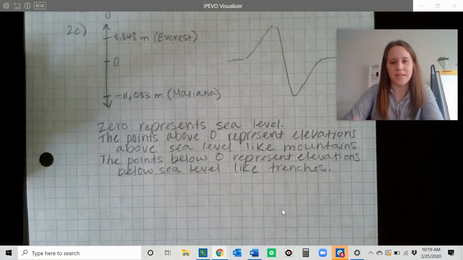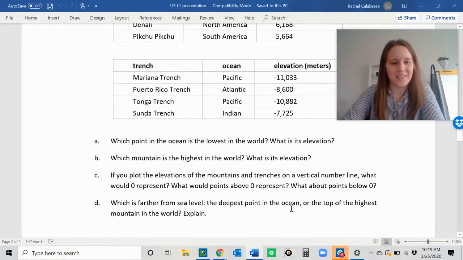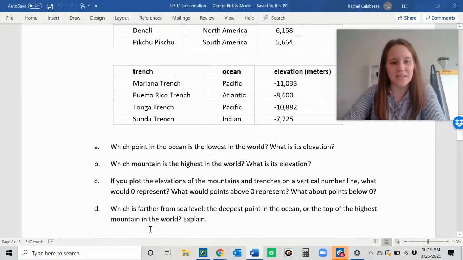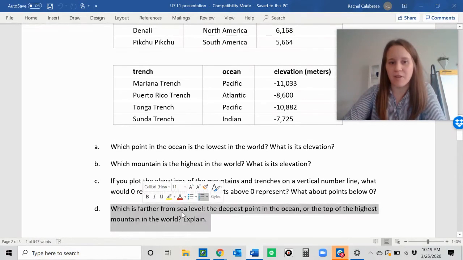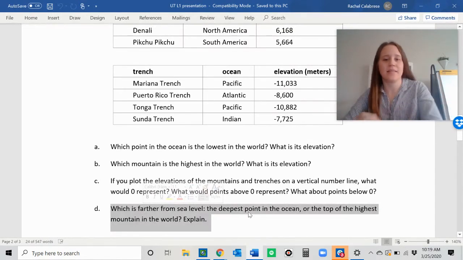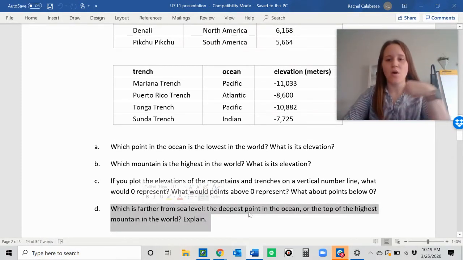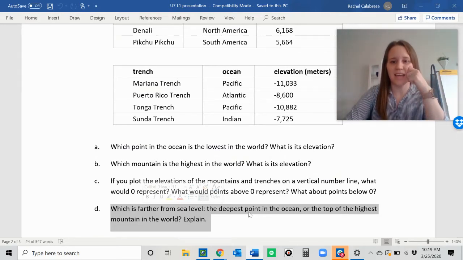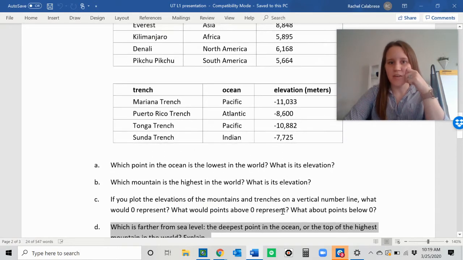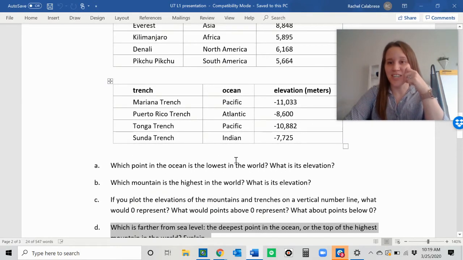All right, let's go back to our work. And here's our last one, D, which is farther from sea level. Oh, good, we're going to start comparing here. The deepest point in the ocean or the top of the highest mountain in the world. Okay, the deepest point in the ocean, what is that? It's going to be one of these trenches.